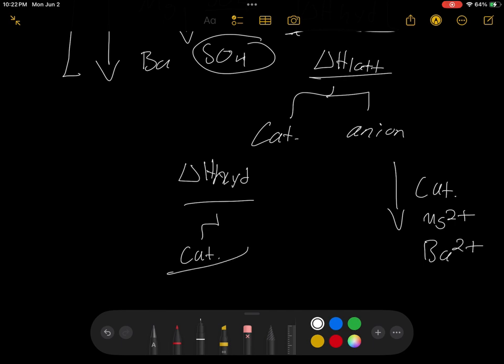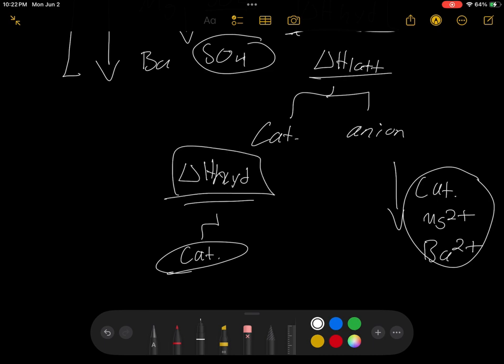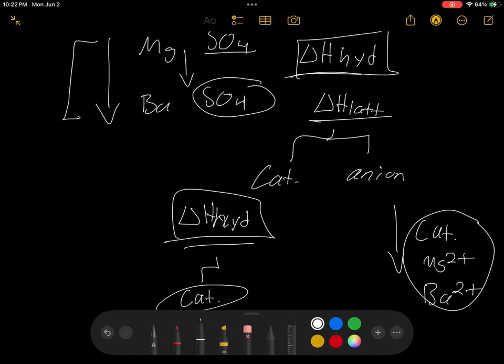So when all of the significance is in the cation, and the only thing that's changing is the cation, hydration will change at a faster rate. The idea is that a greater portion of the significance for the influence of delta H lat comes from the anion. And since the anion's not changing, delta H lat isn't changing that much.